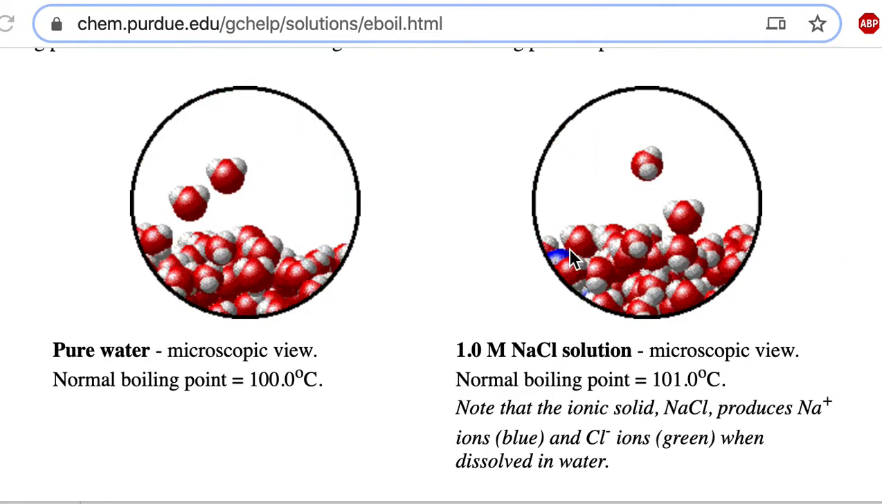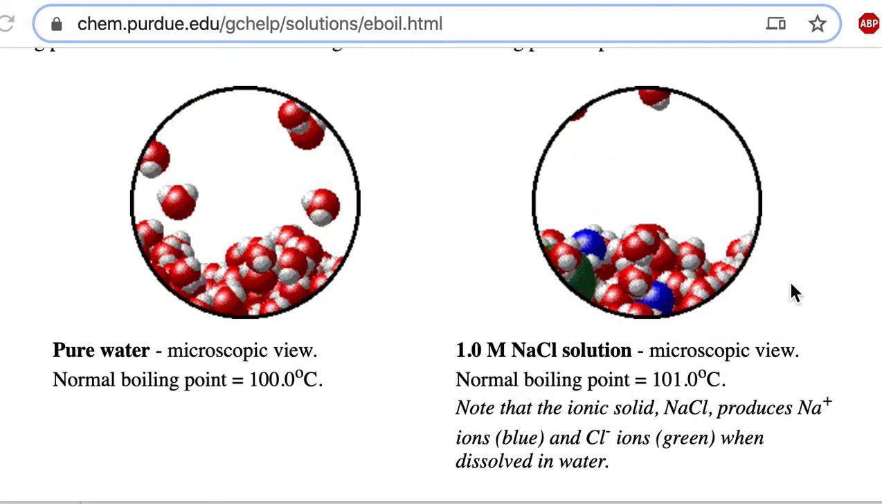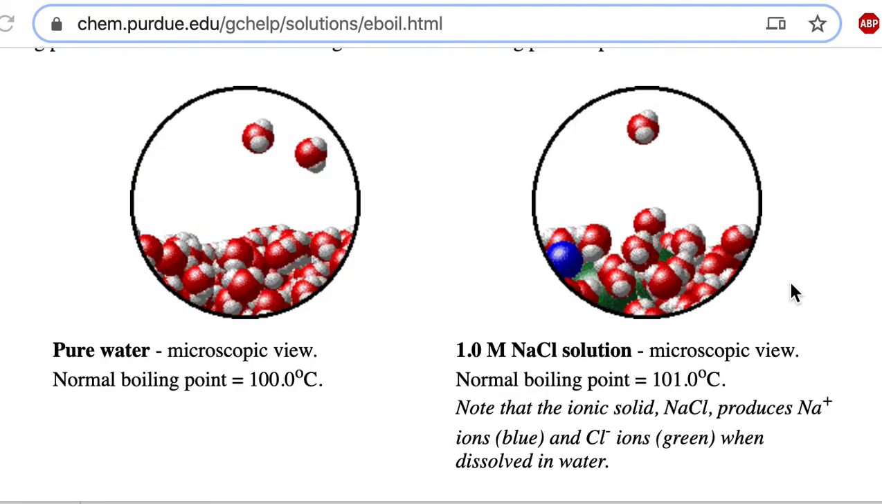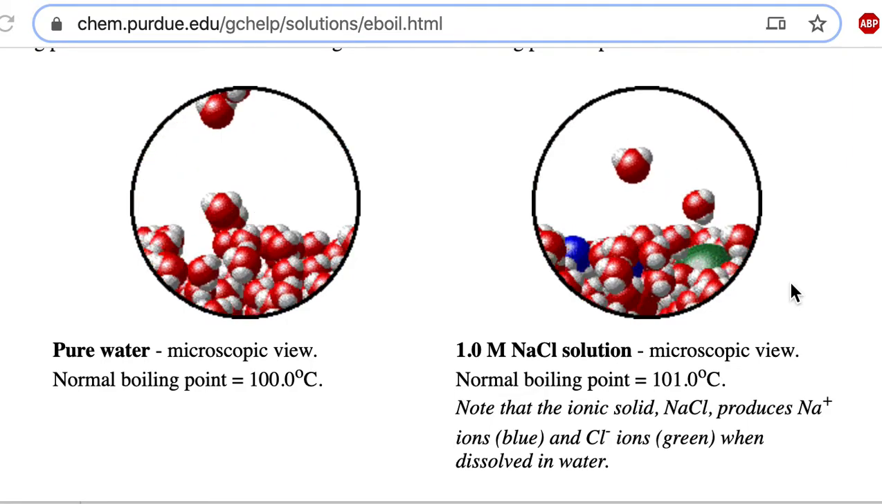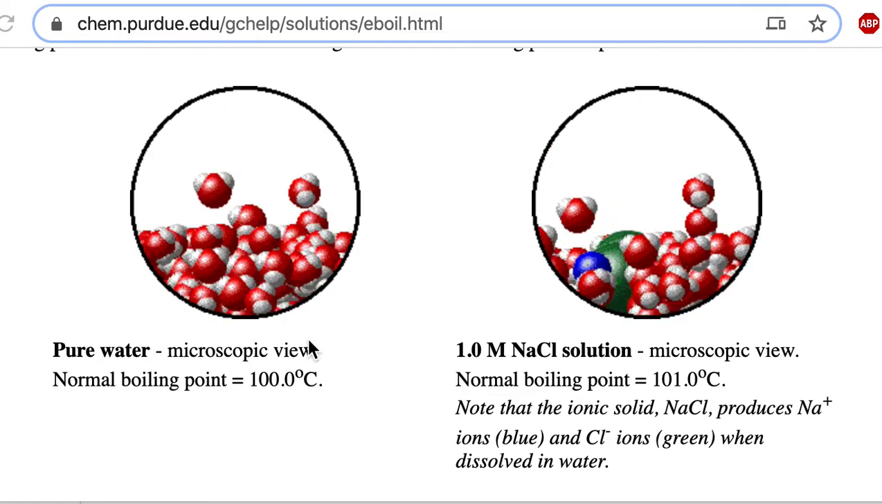Consequently, solutions have lower vapor pressure at any given temperature relative to pure solvent.